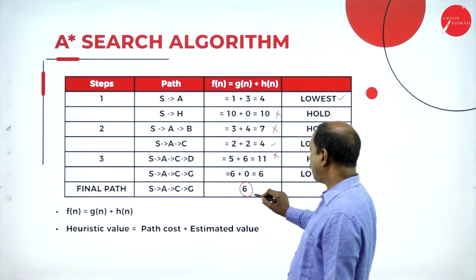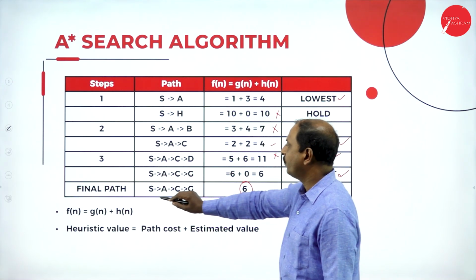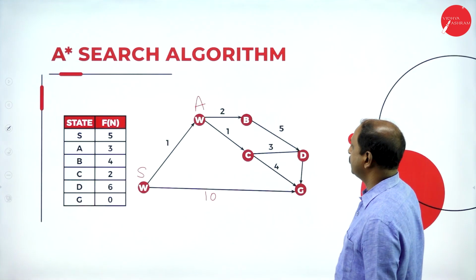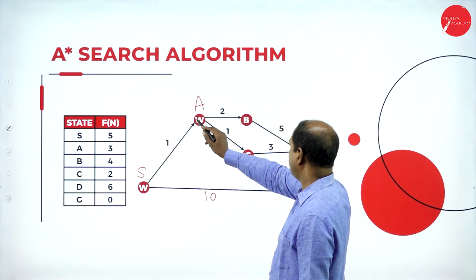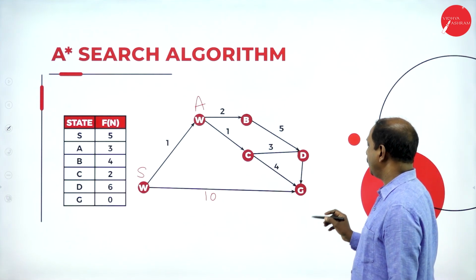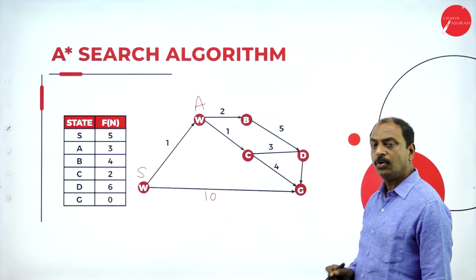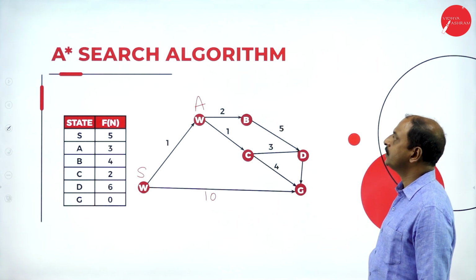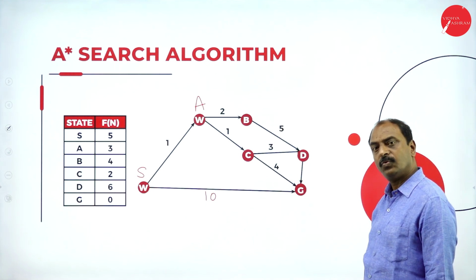This is the optimal path with the value 6. So the final path will be S, A, C, G. This is the optimal path to reach the goal node from the starting node. Yes, so this is how the A star search algorithm works.